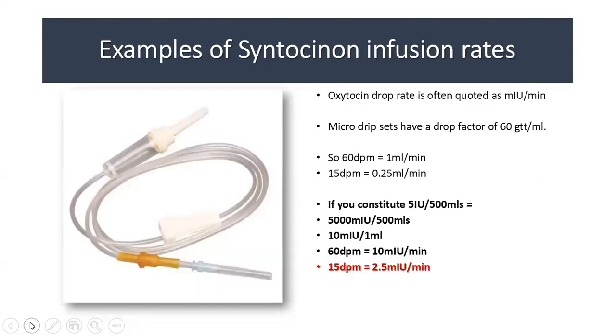To understand oxytocin infusion rates, it's normally quoted, like I said, in milli-international units per minute. So typically on a labor ward in a place like Accra or Kumasi, we use 5 units in 500 mls, which is essentially 10 milli-international units per ml. And since 60 drops per minute comes to about 10 milli-international units per minute, 15 drops per minute is 2.5 milli-international units per minute. So you realize that this is a high dose protocol that we use.